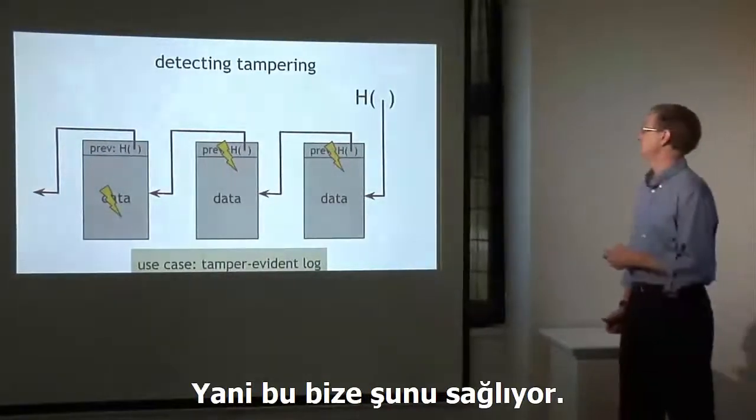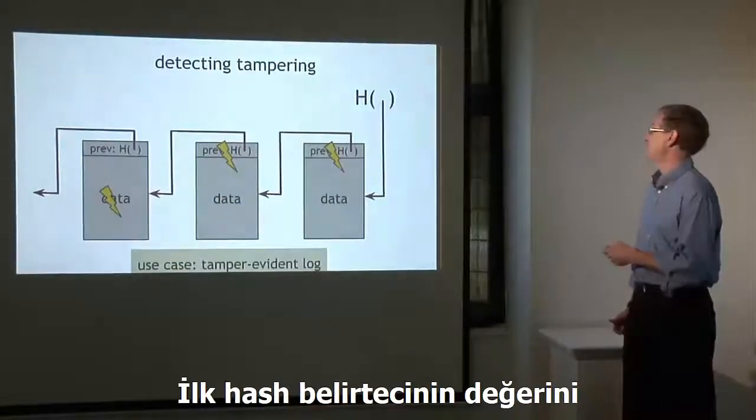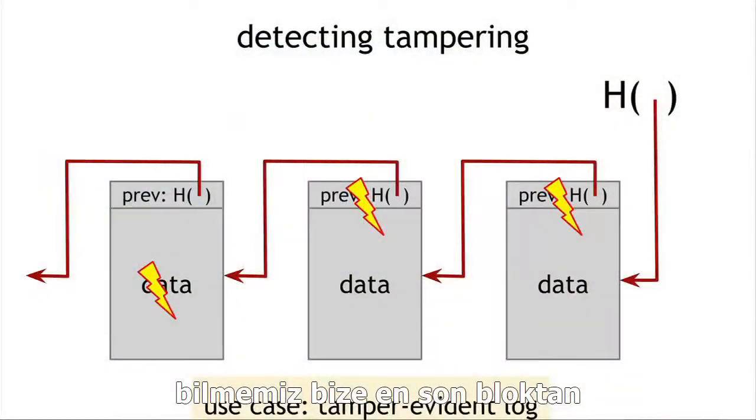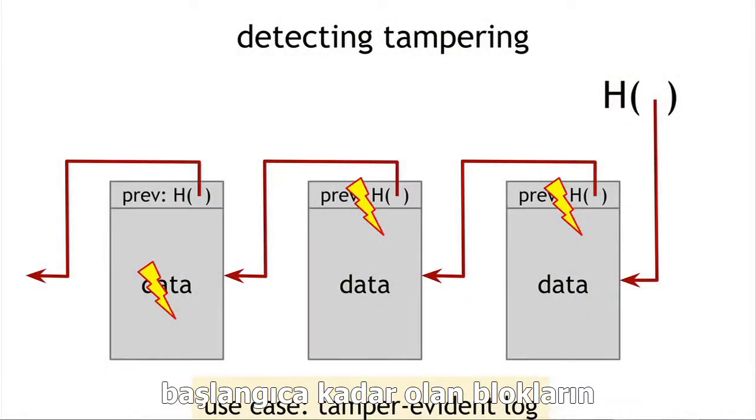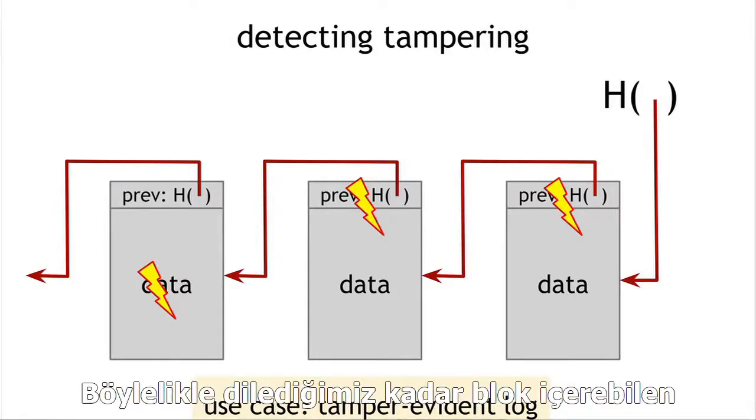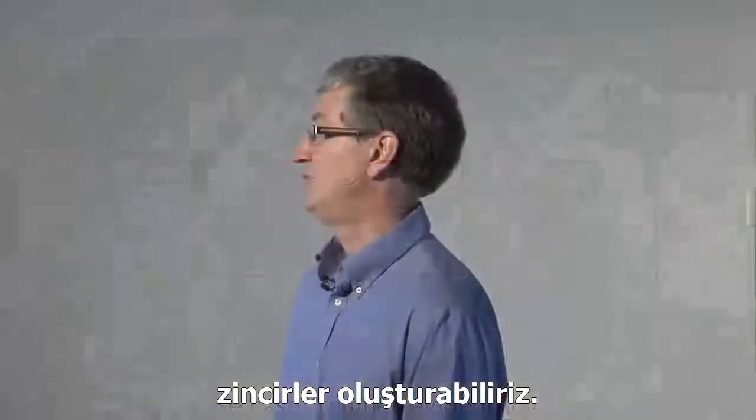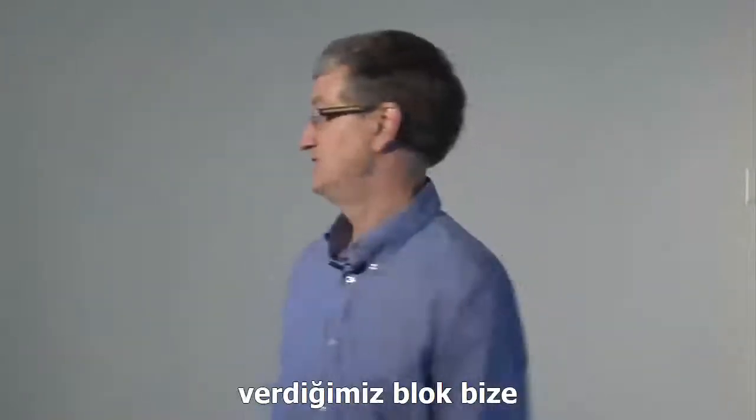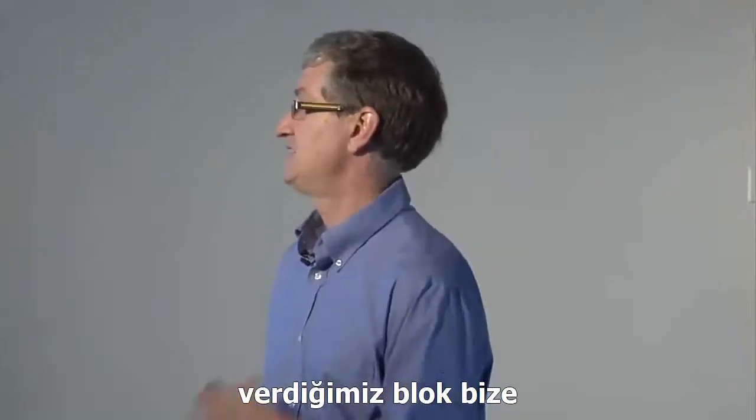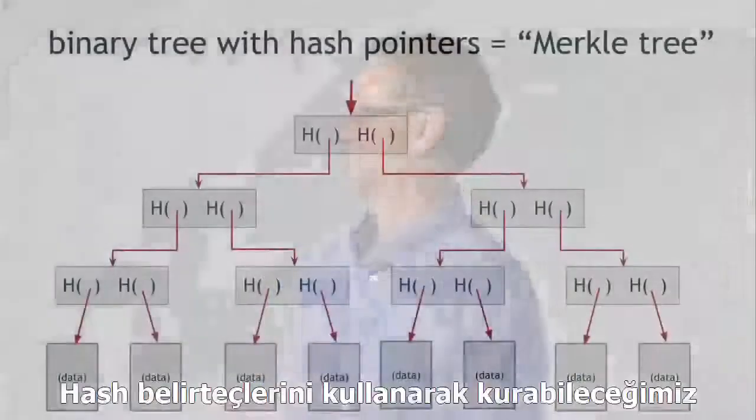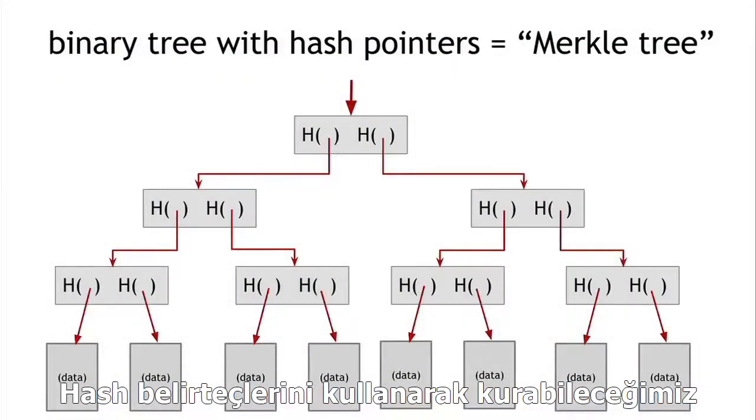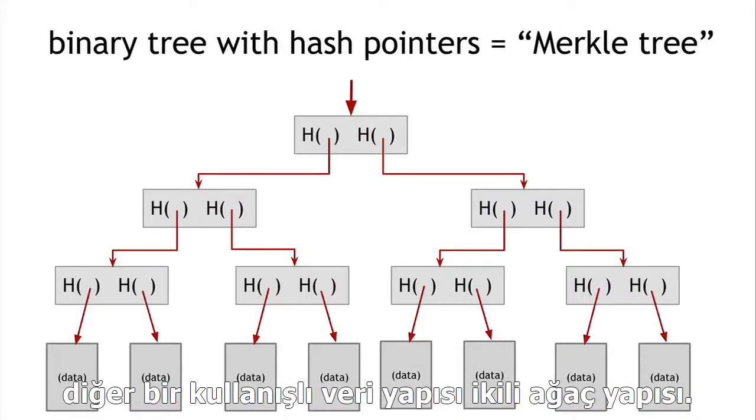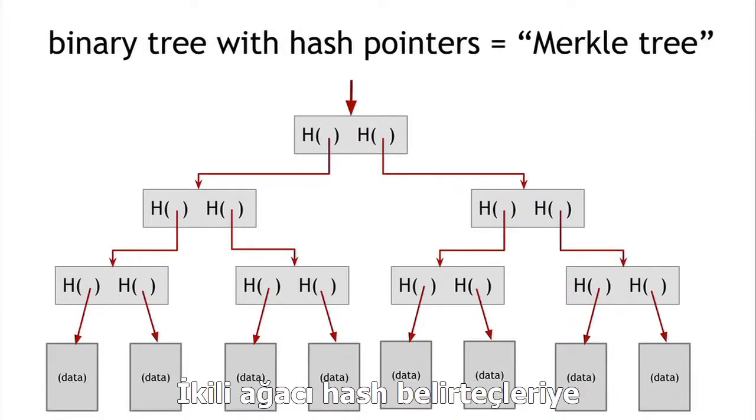What this means is that just by remembering this hash pointer, we've essentially remembered a tamper-evident hash of the entire list all the way back to the beginning. We can build a blockchain like this containing as many blocks as we want, going back to some special block at the beginning of the list, which we might call the genesis block. That's a tamper-evident log built out of a blockchain. Now another useful data structure that we can build using hash pointers is a binary tree.